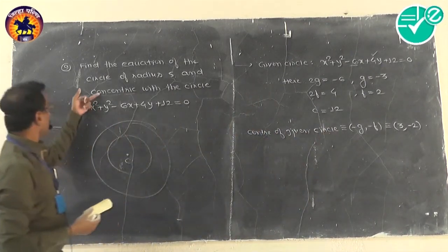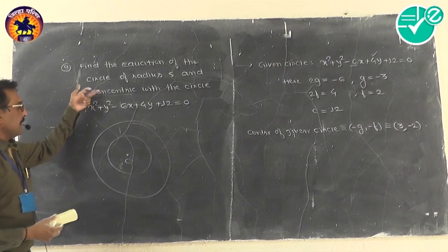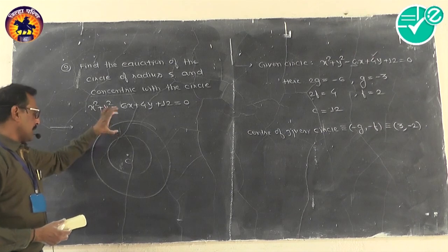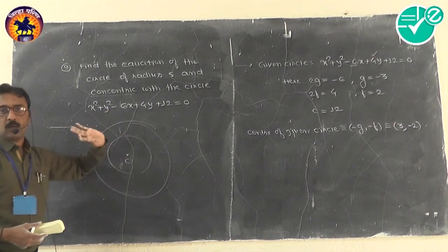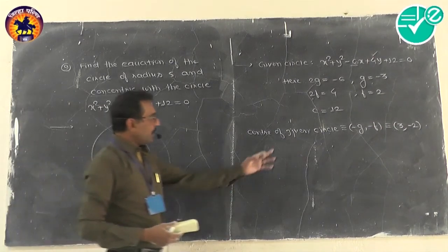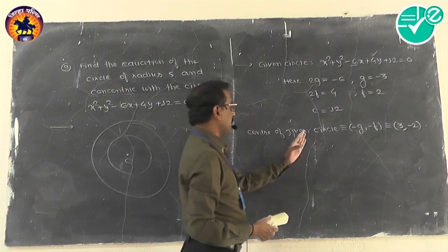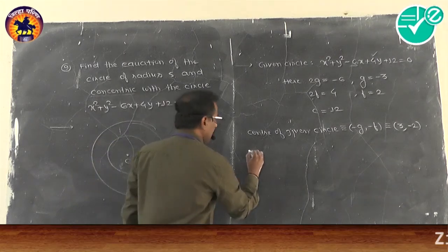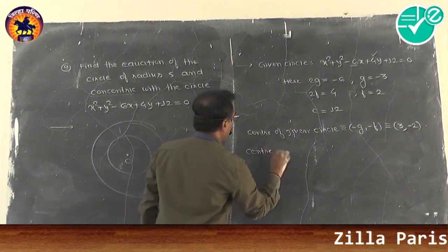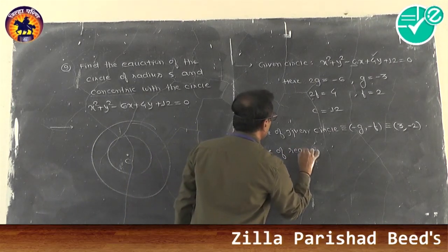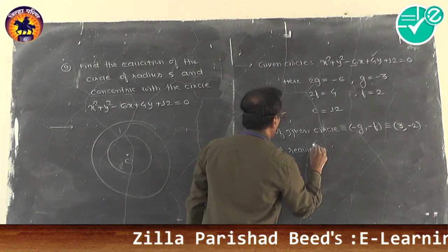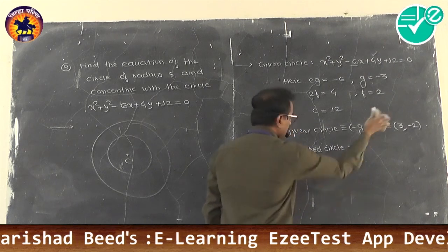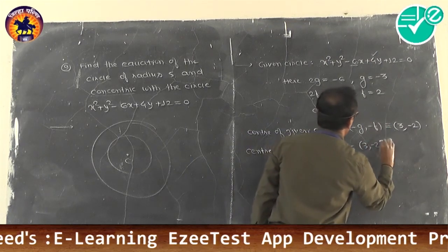Remember this word. Concentric means, here the inner circle is the first circle, this is the second circle. If both circles have the same center, then the two circles are called concentric circles. Now here is the center of the given circle. In order to find the center of the required circle, since both circles are concentric, I will write in the same fashion. The center of the required circle is also the same, that is 3 comma minus 2.